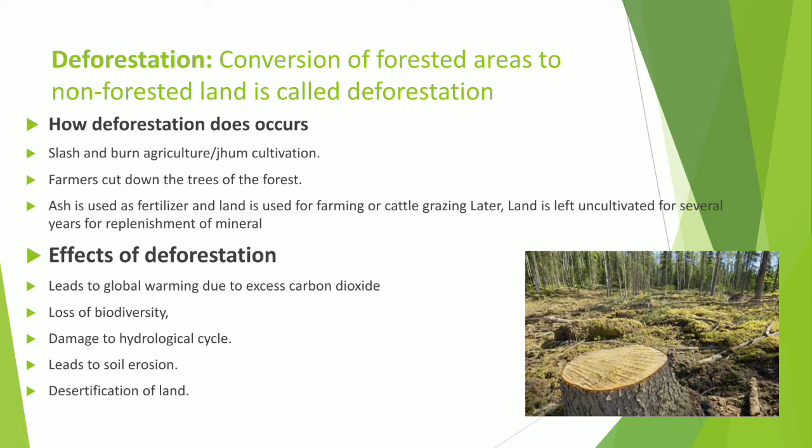Once the loss of biodiversity takes place, there is damage to the hydrological cycle, the nutrient cycle, the nitrogen cycle, the carbon cycle and the phosphorus cycle. That means the carbon dioxide and all the gases present in the atmosphere, along with whatever we breathe, are damaged. This leads to soil erosion, then desertification of the land. So the land has been turned into a desert. So this is what we see.